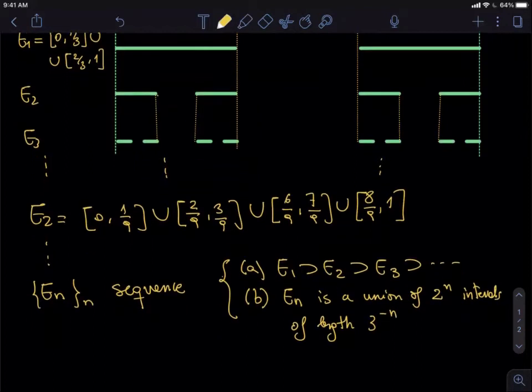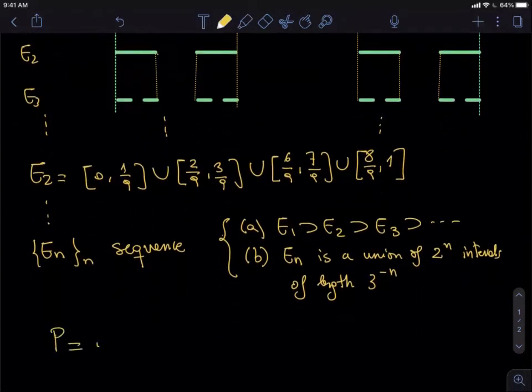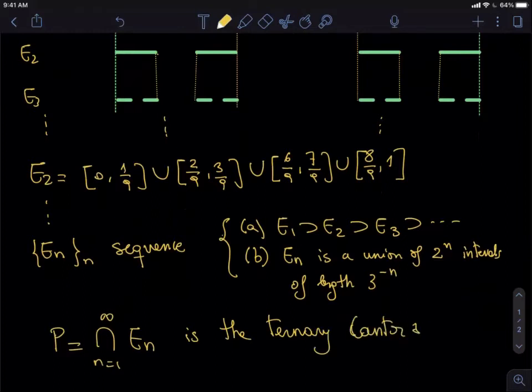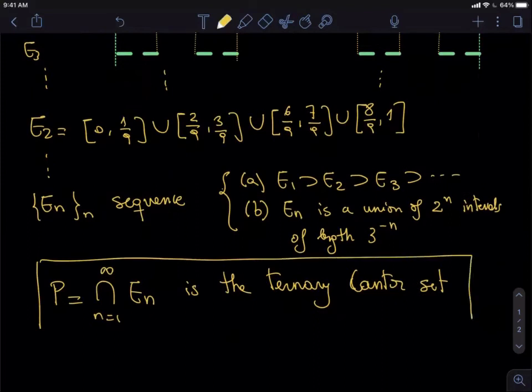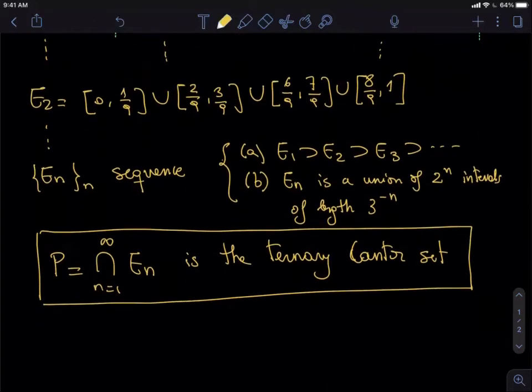Okay. So then we define the intersection of all these En from 1 to infinity as what is called the ternary Cantor set. Okay. Now, here, notice one thing. The En are all compact and they are all non-empty.